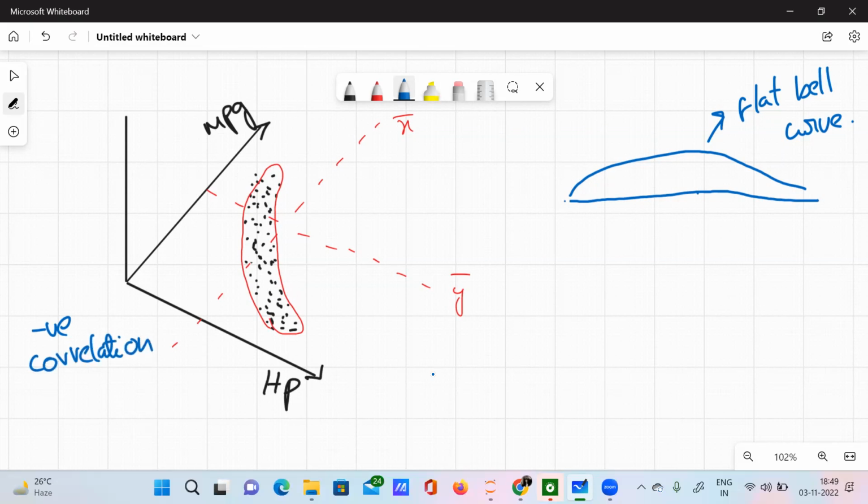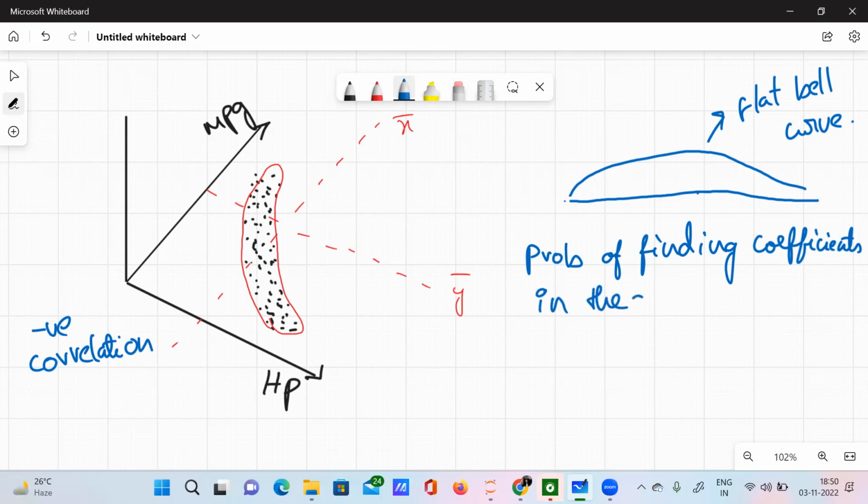Okay, so now I want to know what is the probability of finding the above correlation between the horsepower and the mpg in our sample here. So what is the probability? I want to know the probability of finding the coefficients in the above sample, which is drawn from the universe here.